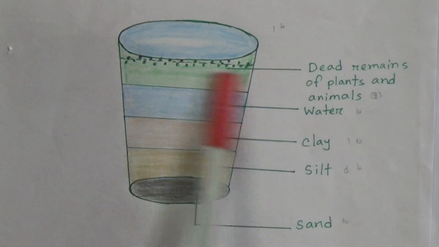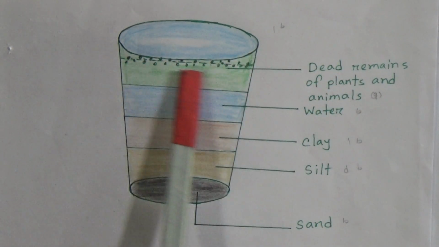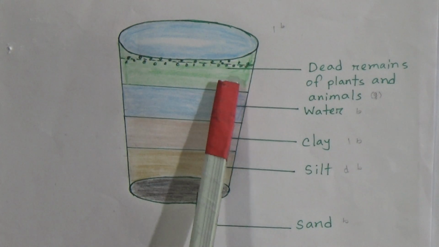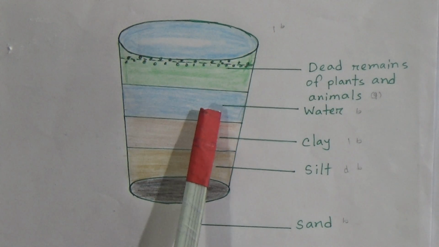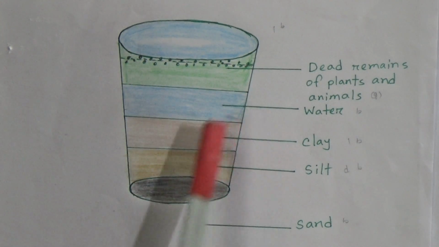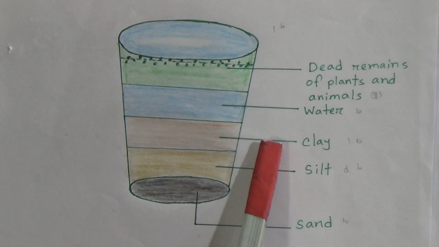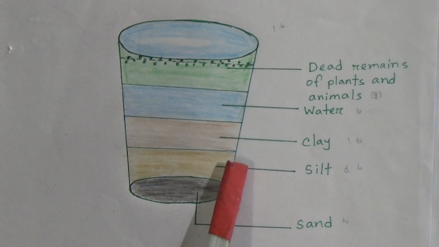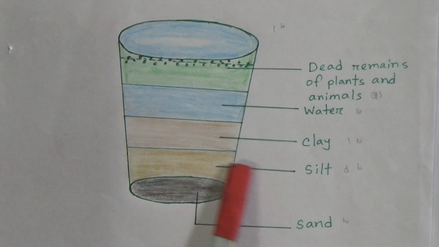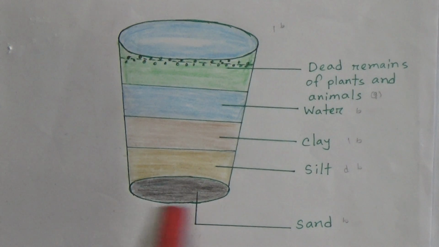Draw, label and color the picture. No need to write the color name. Dead remains of plants and animals will be green color. Then the layer is water, and this layer will be blue color. Then this layer is clay, and it will be light brown color. Then this layer is silt, and it will be deep brown color, and the lower layer is sand, and it will be black color.